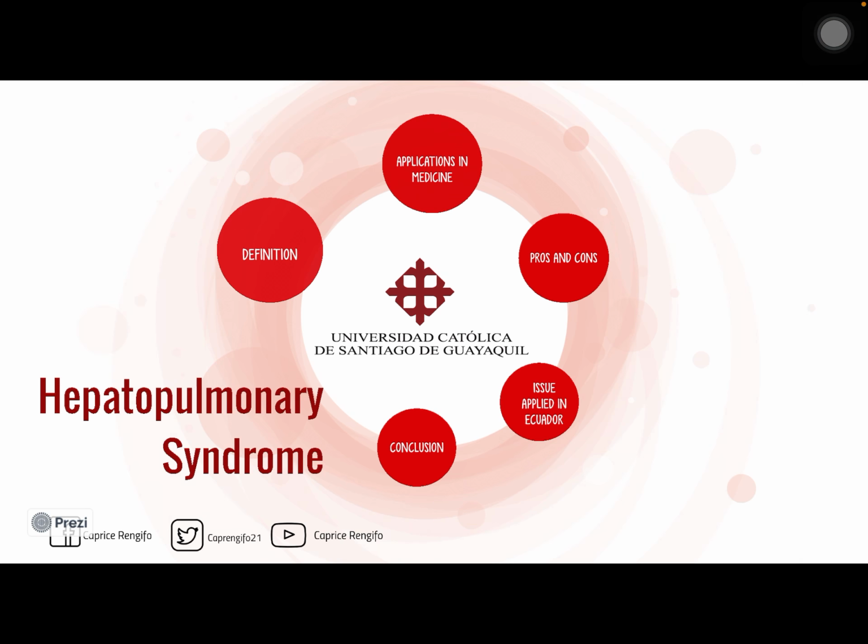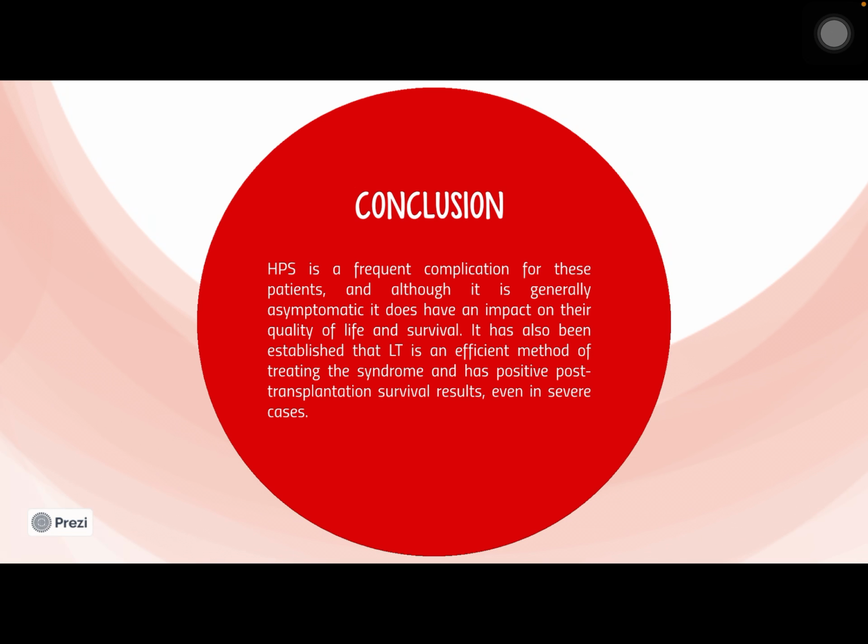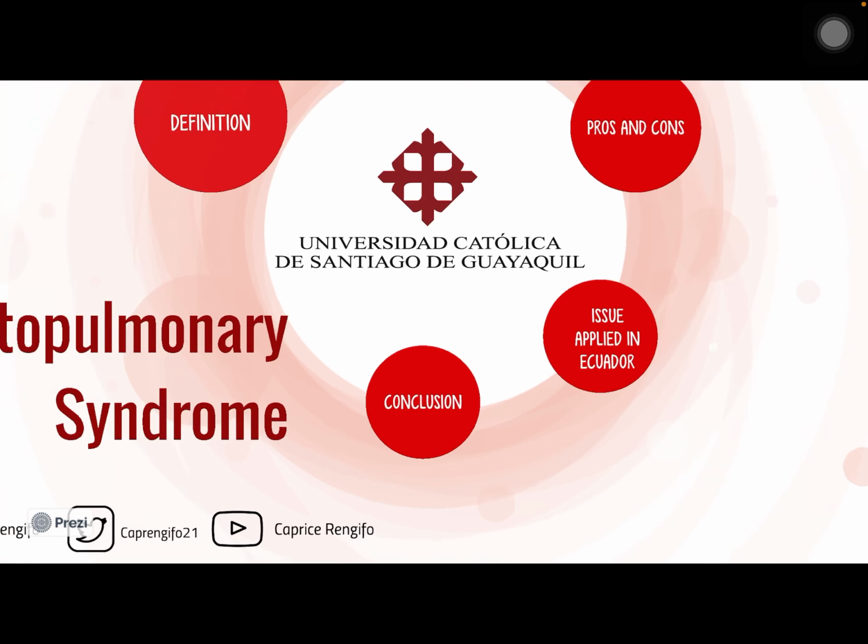Conclusion. HPS is a frequent complication for these patients, and although it is generally asymptomatic, it does have an impact on their quality of life and survival. It has also been established that liver transplant is an efficient method of treating the syndrome and has positive post-transplantation survival results, even in severe cases. Thank you.